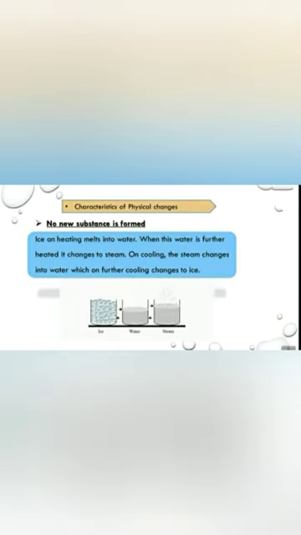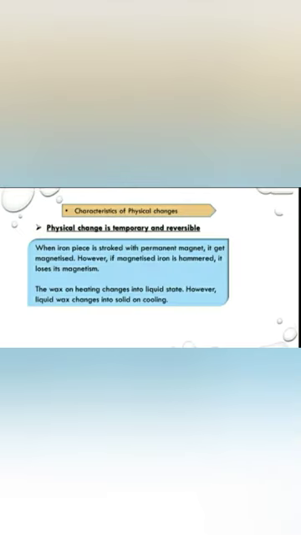First, no new substance is formed. Ice on heating melts into water. When this water is further heated, it changes to steam. Now, on cooling, the steam changes into water, which on further cooling changes to ice. So here, no new substance is formed.